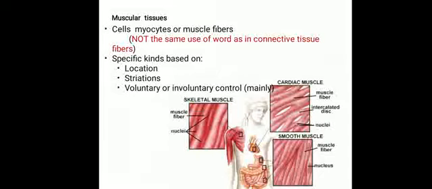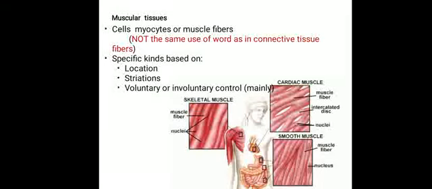The muscle types can be derived based on location and on voluntary or involuntary control. So basically, we have three types of muscle. The first one is the skeletal muscle, which happens to be striated. It is voluntary. The location is always towards the bone.